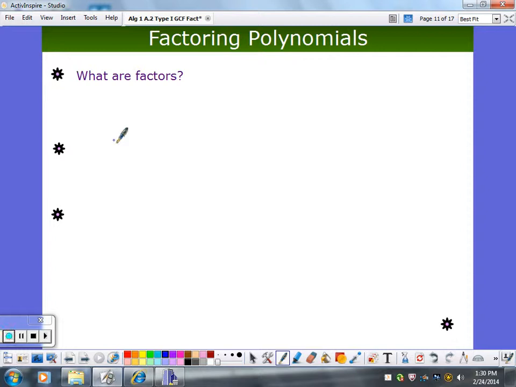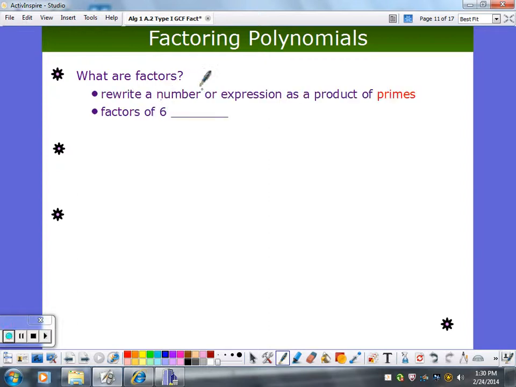Well, no, we were solving equations. That's what we were doing. And you have to be able to factor to solve those equations. So again, what are factors? Things that make up a product. So you rewrite a number or expression as a product of primes. This is prime factorization. You've done this. Like factors of 6. 2 times 3, right?